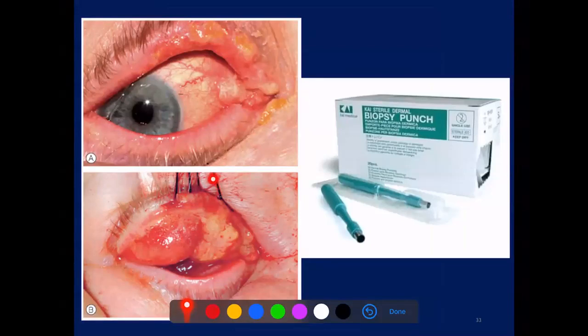If you have a similar mass like this one, a very easy and handy tool that I use quite often is punch biopsy. Dr. Mshal, the previous patient that I showed you, she did punch biopsy nicely.